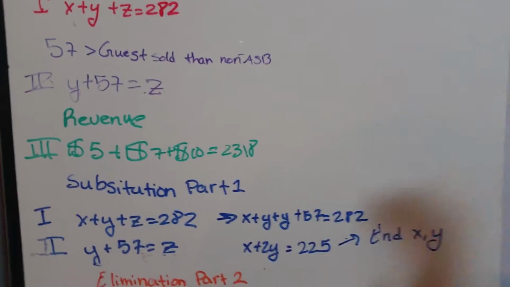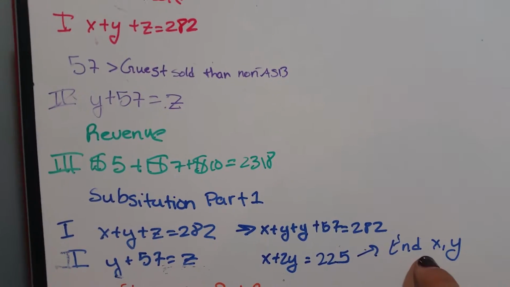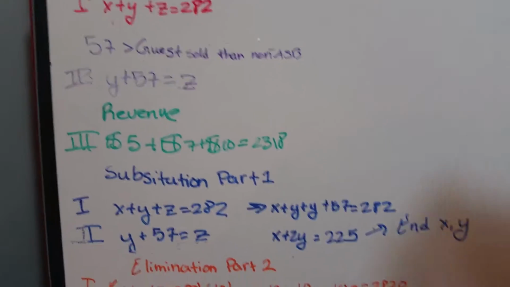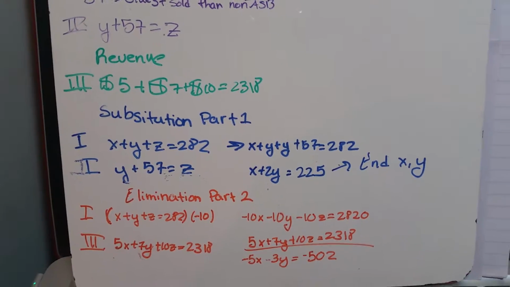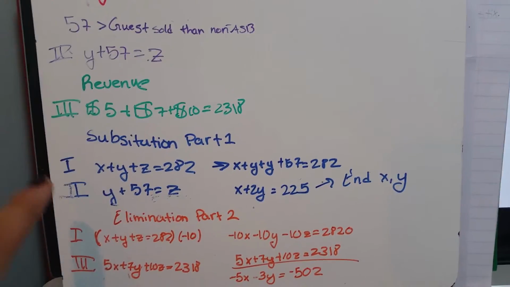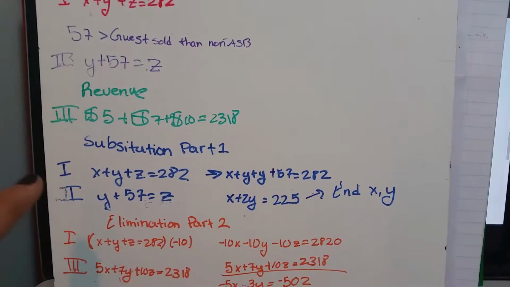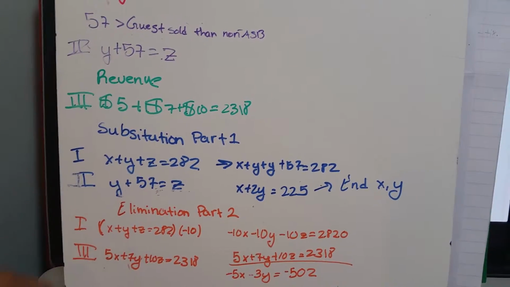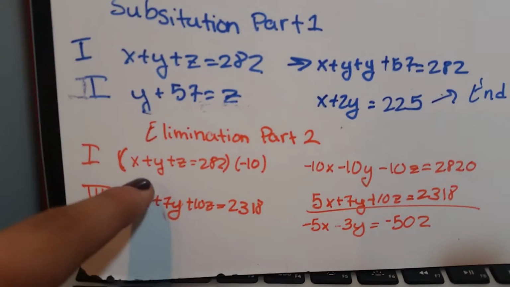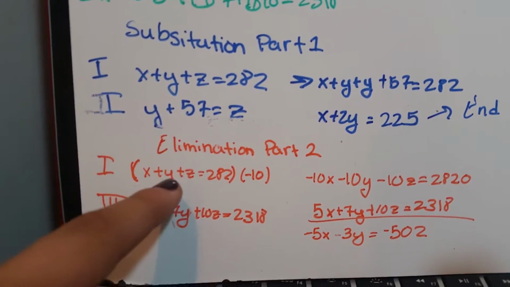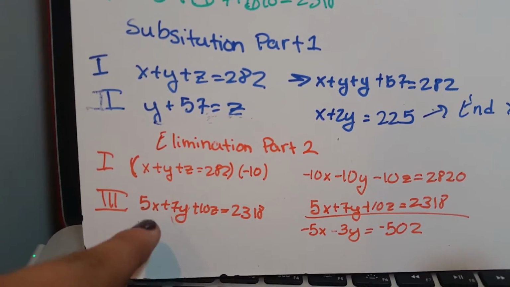And we ended with x and y. This is going to be important. I'll show you why in elimination part 2. We're going to take two new equations. We can't use 1 and 2 again, so we're going to use 1 and 3. So we're going to do x plus y plus z equals 282.